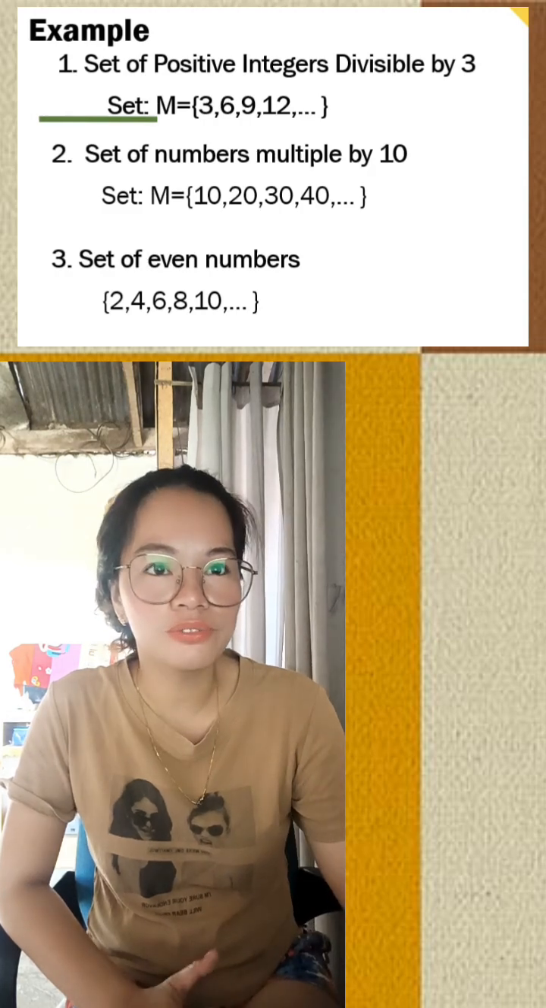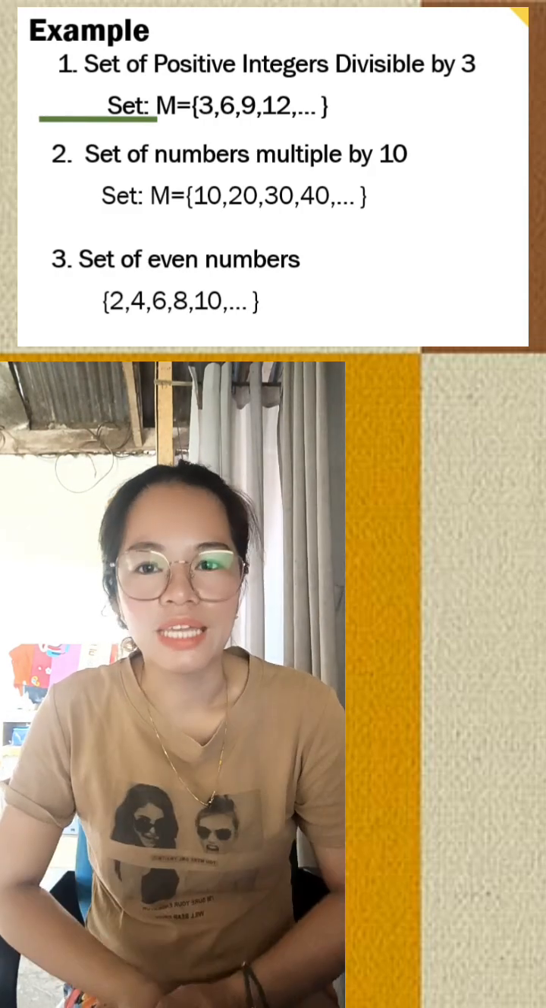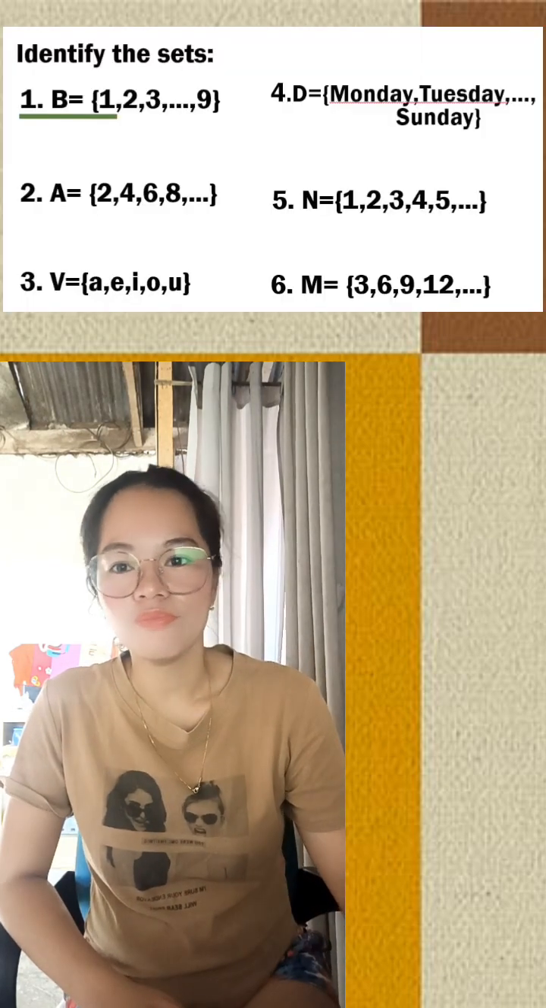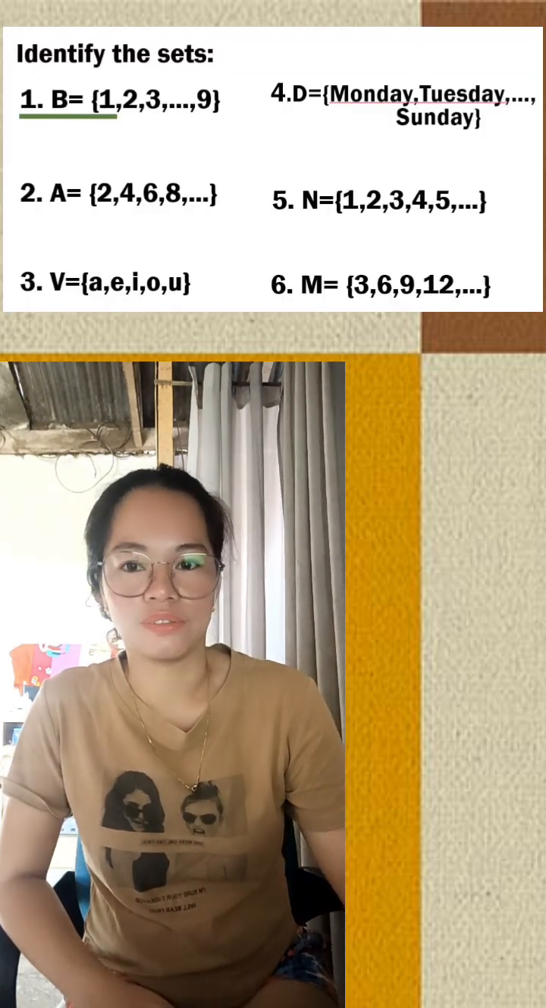Is it clear? The difference between finite and infinite sets is that a finite set is a set where we can count all the elements, while an infinite set is one where we cannot count or list all the elements. Is it clear? Okay, let's try this one.